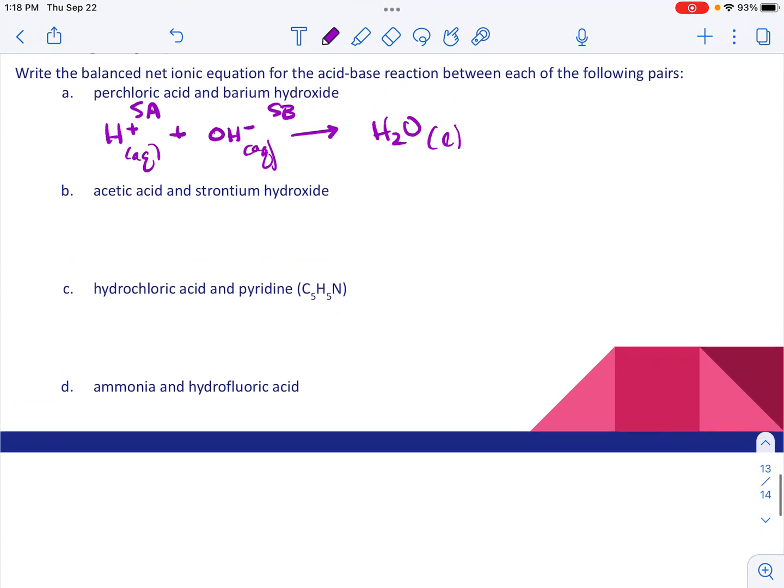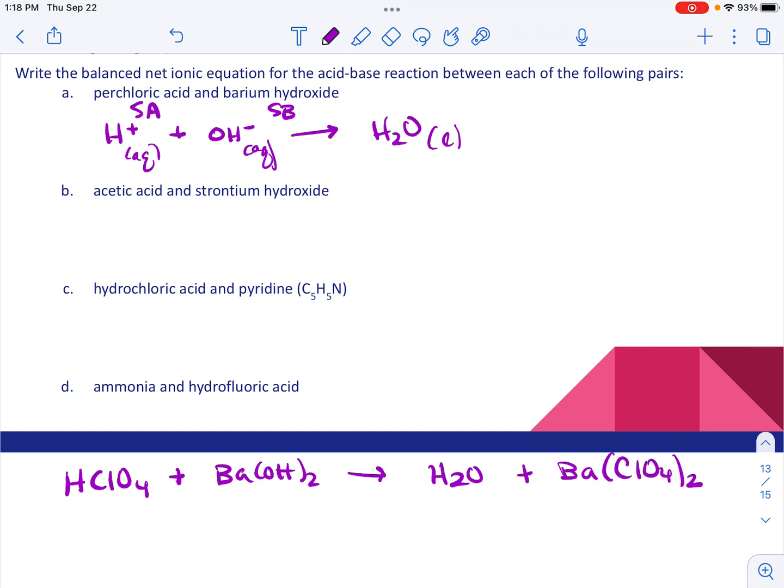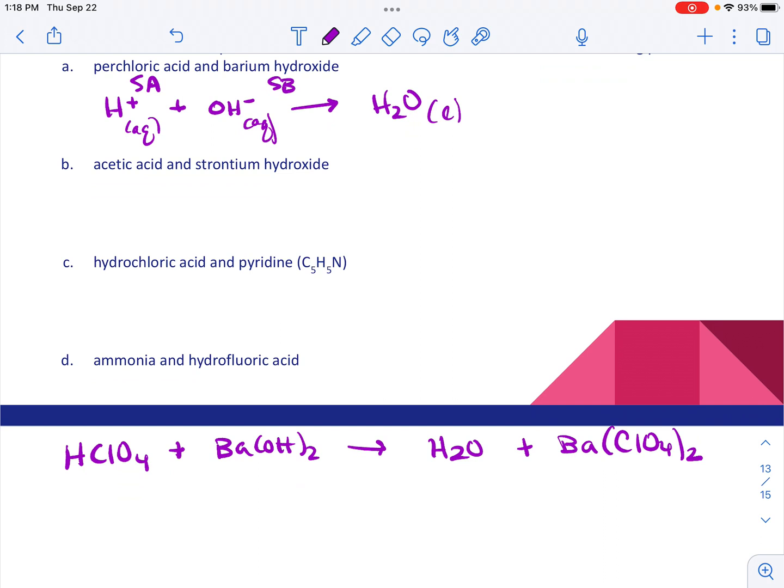I do want to do this one with you the long way. I would start with HClO4 plus Ba(OH)2. I can do my double replacement, so that would give me H2O and Ba(ClO4)2. Now I identify: this is a strong acid, so it's going to separate. This is a strong base. It's going to separate and ionize. This is a molecule. It's going to stay together. And barium perchlorate is going to be soluble, so it's going to separate and ionize.